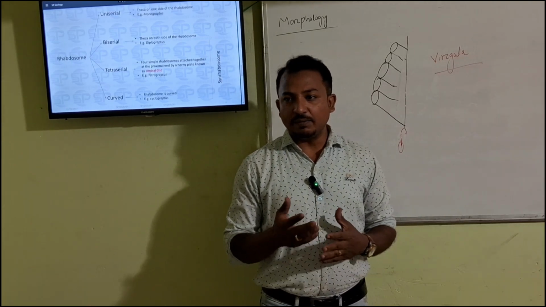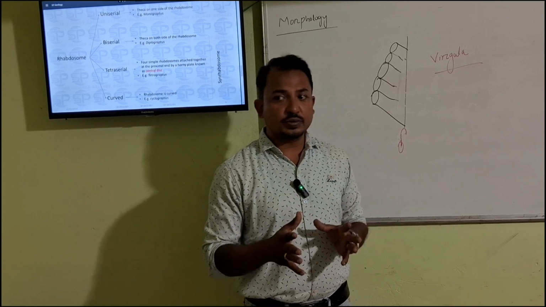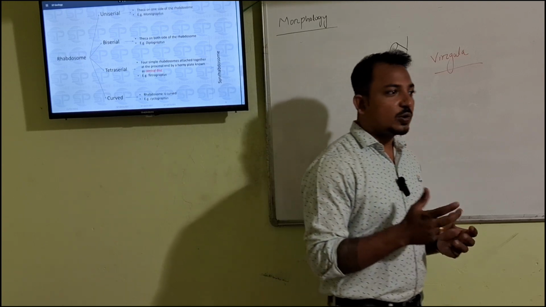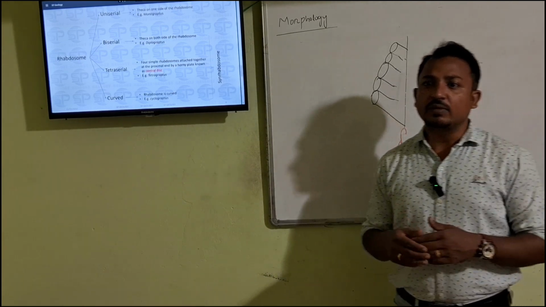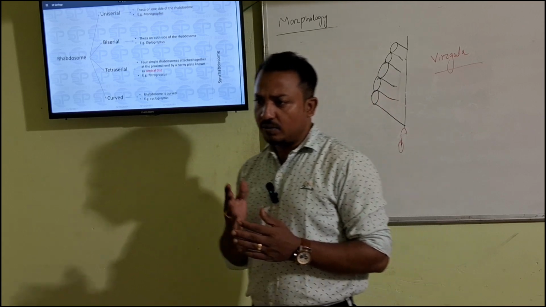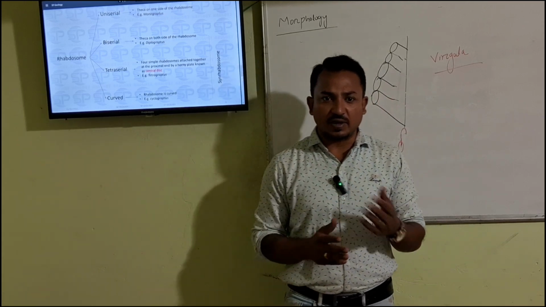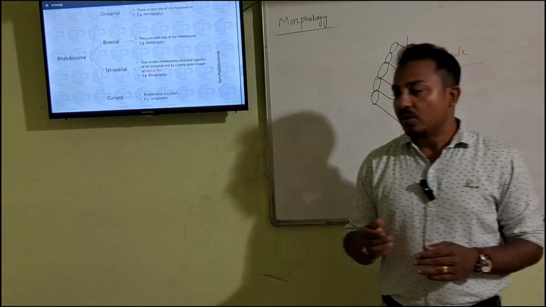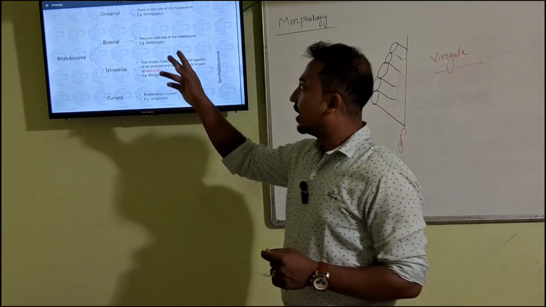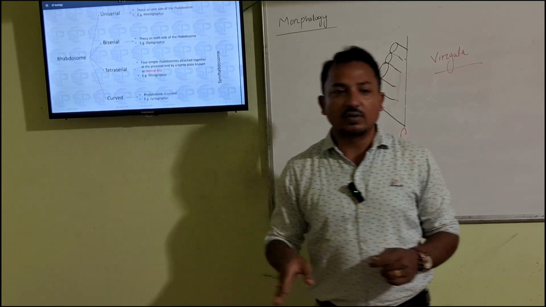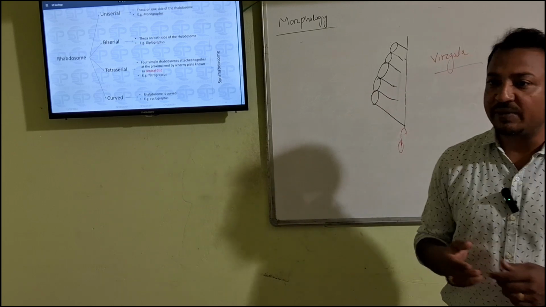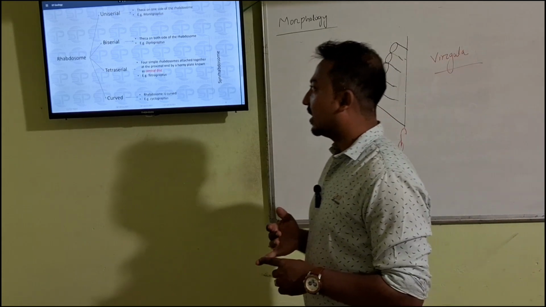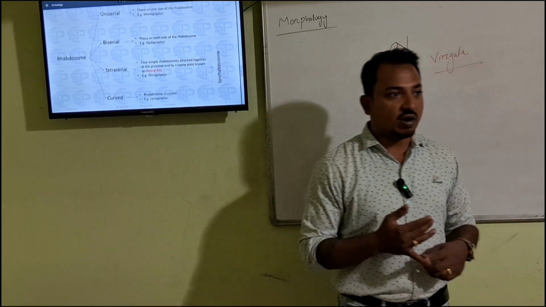So theca and stipe together constitute the rhabdosome. The rhabdosome may have theca on one side of the stipe, or on the other side also. According to that, we can divide it into different types. The rhabdosome can be uniserial, biserial, tetraserial, or curved.